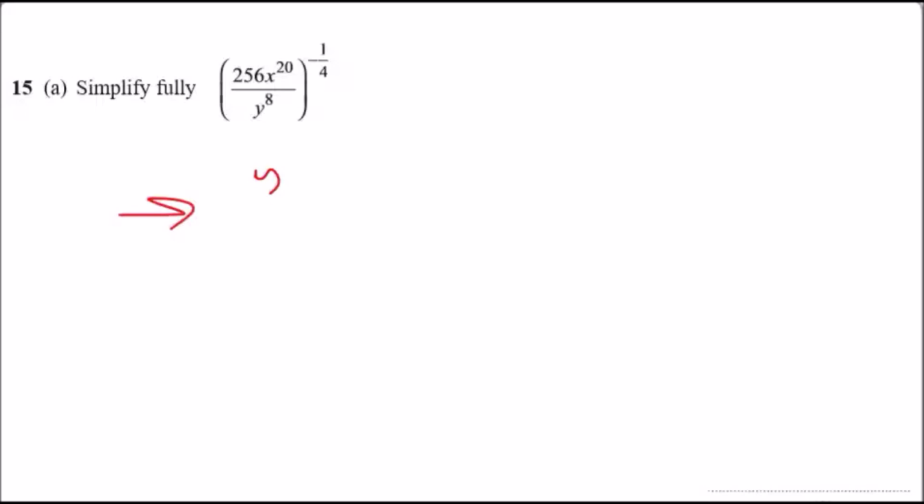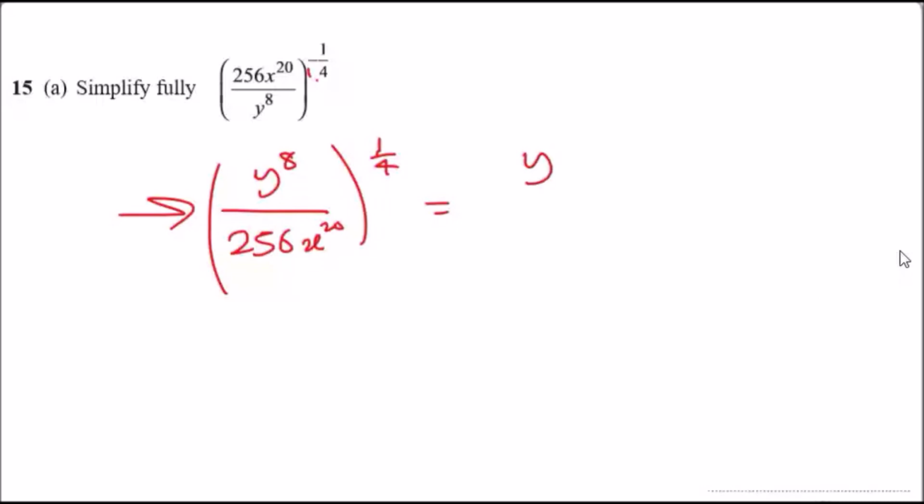So all of this becomes y to the power 8 over 256 x to the power 20, and then instead of negative, it just becomes a positive power of 1 over 4, and then you just apply the power rules. Here we're going to apply the power of a quarter to every single term. So we're going to have y to the power 8 times a quarter. If you've got a power, you just times the powers. We've got 256 that also has a power of a quarter now, and we're also going to have x to the power 20, which is times by a quarter.